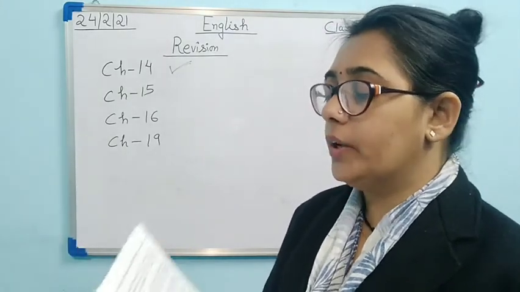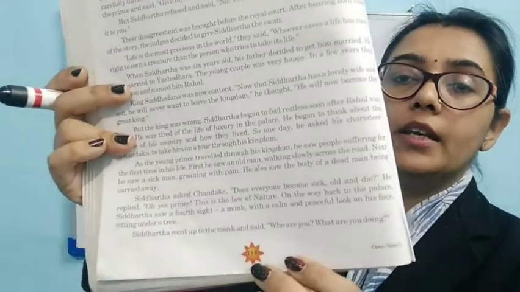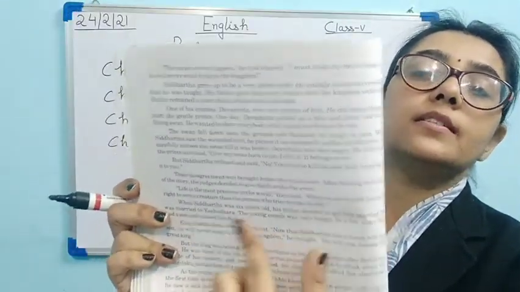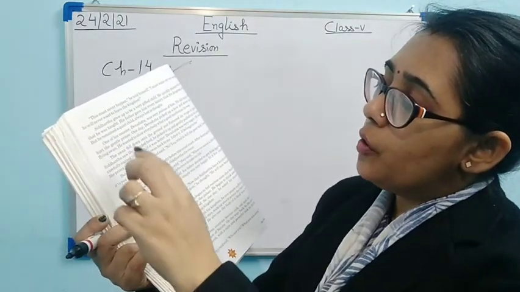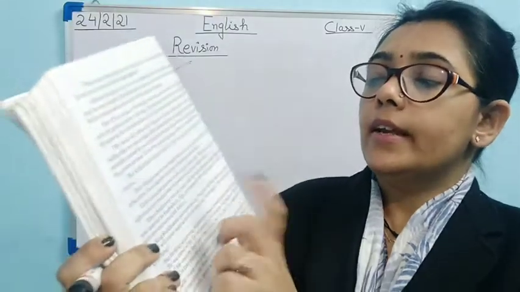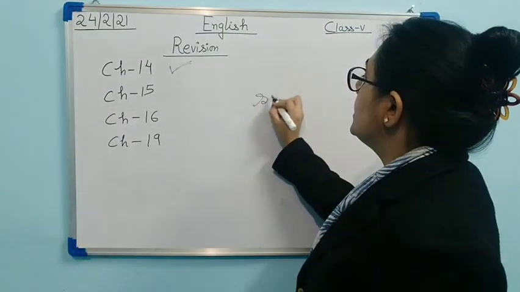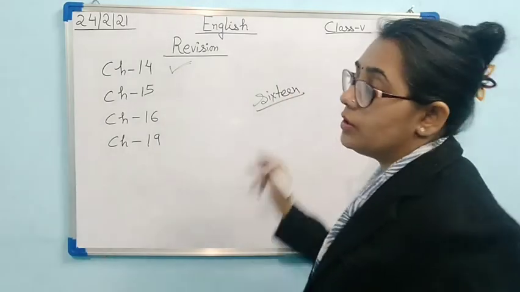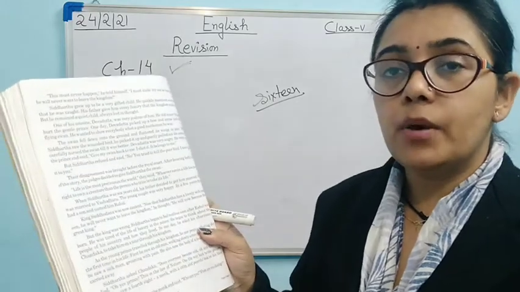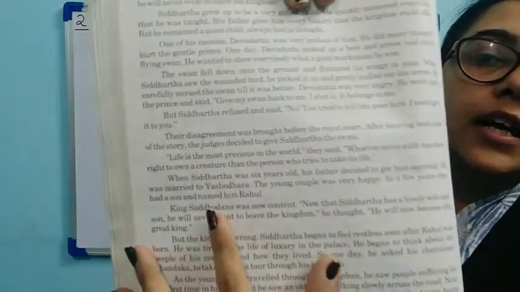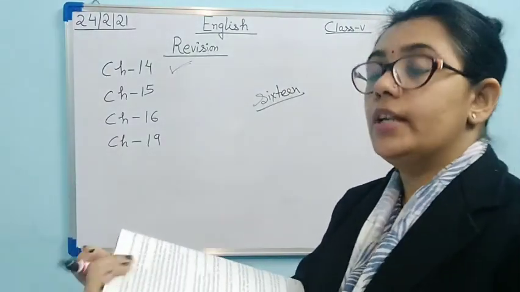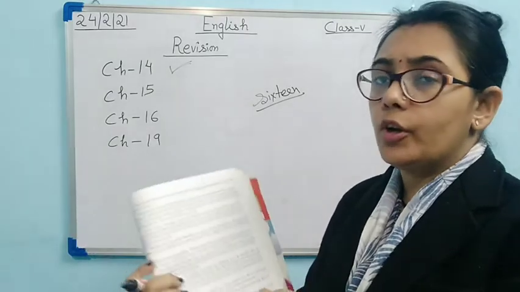One correction is there. Please do it, everyone. On page number 114, it is written in the 8th paragraph, when Siddharth was 6 years old. Here it will be 16, not 6. When Siddharth was 16 years old, his father decided to get him married. So please do the correction here. So he was married at the age of 16. Clear? This is the story of that.